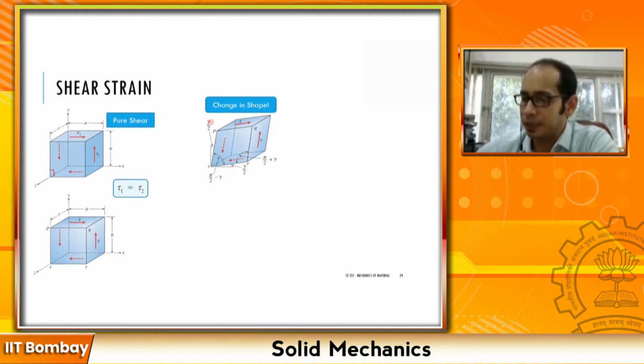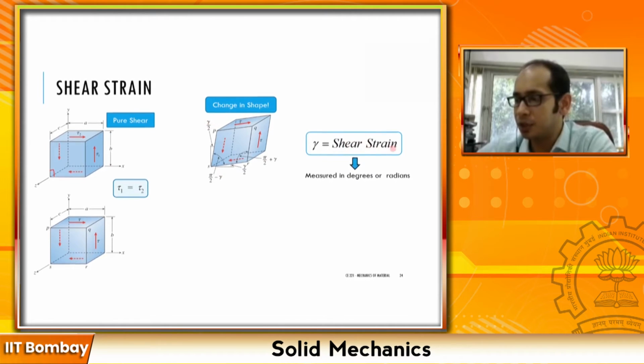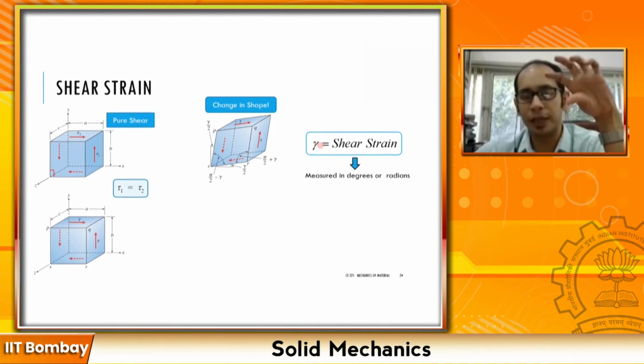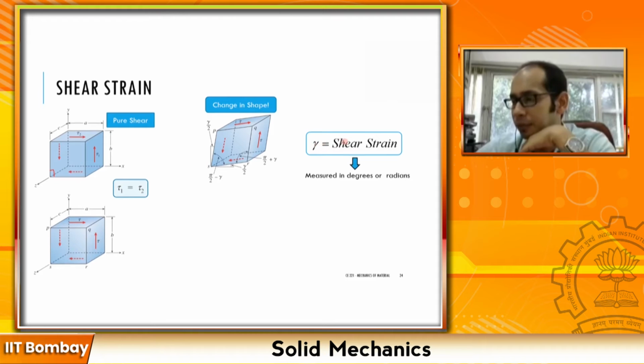So this particular quantity that you have over here is known as the shear strain. This is represented by the Greek letter gamma. For the normal strain, it was the Greek letter epsilon. Now you have the Greek letter gamma, and it's typically measured in radians or degrees.